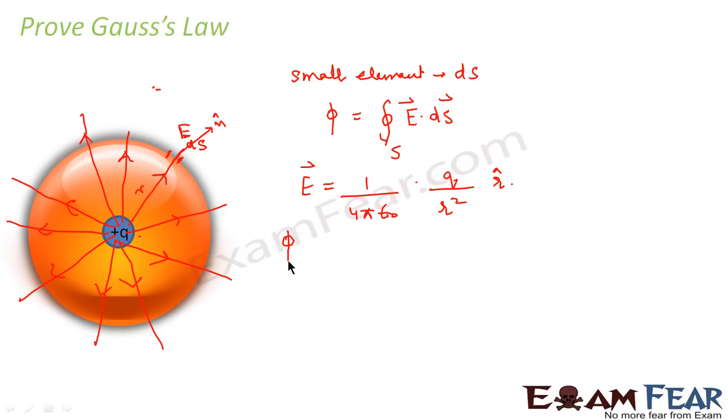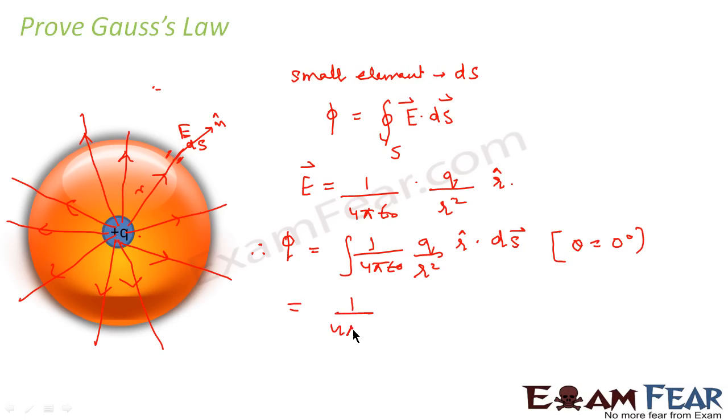Now we substitute this value of electric field in the expression for phi. So phi is equal to 1 by 4 pi epsilon naught q by r square r cap dot ds. Right? Now r cap dot ds is ds cos theta. So what is the theta between the two? R cap and ds are along the same direction, so theta is equal to 0 degrees here. Therefore we can write it as 1 by 4 pi epsilon naught q divided by r square times the integration of ds over the entire surface S.